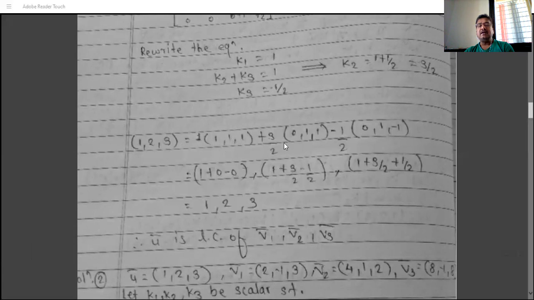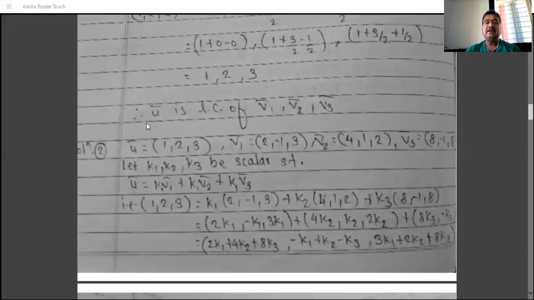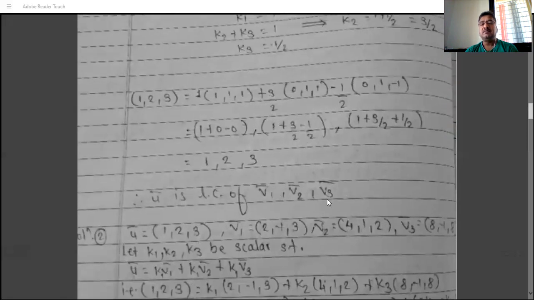So if I have to tally that this is correct, then apply the definition of scalar multiplication: multiply by 1 in bracket, multiply by 3/2, multiply by minus 1/2, and then their addition and subtraction gives again the same element (1, 2, 3). So don't write these two steps. Directly after this step, we say that u bar is a linear combination of v1, v2, v3.